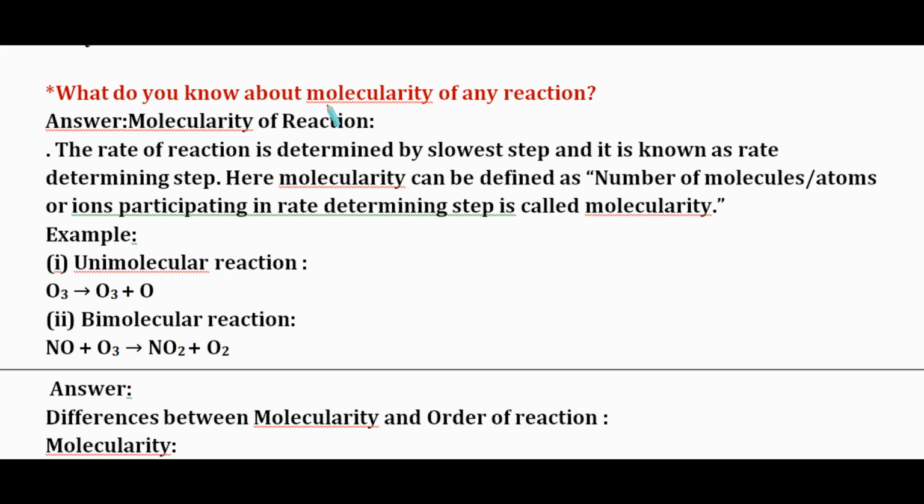What do you know about molecularity of any reaction? The rate of reaction is determined by slowest step and it is known as rate determining step. Here, molecularity can be defined as number of molecules, atoms or ions participating in rate determining step. Example for unimolecular reaction: ozone to O2 plus O. Bimolecular reaction: NO plus O3 gives NO2 plus O2.